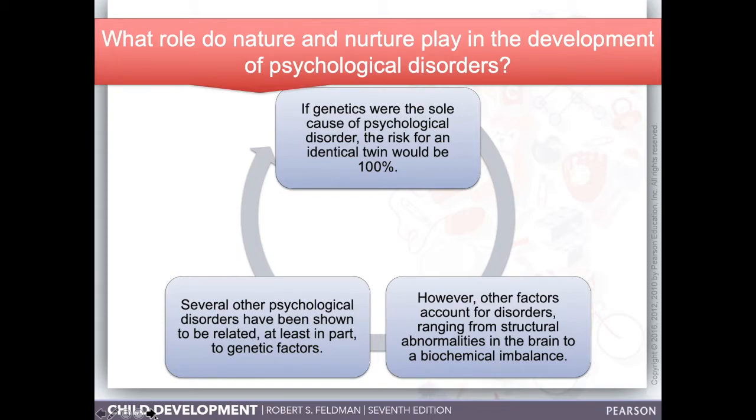Here's nature and nurture again. What role do nature and nurture play in the development of psychological disorders? If genetics were the sole cause of psychological disorders, the risk for identical twins would be 100%. However, other factors account for disorders, ranging from structural abnormalities in the brain to biochemical imbalance. Several other psychological disorders have been shown to relate, at least in part, to genetic factors. So you can see it has to be a little bit of both, nature and nurture.